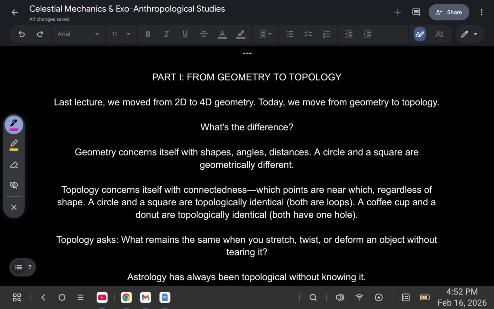There we go. Let's go from geometry to topology. Now our last lecture, which we just did, we moved from 2D to 4D geometry. And now we move from geometry to topology.